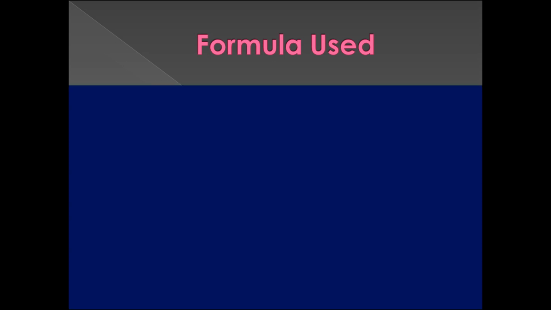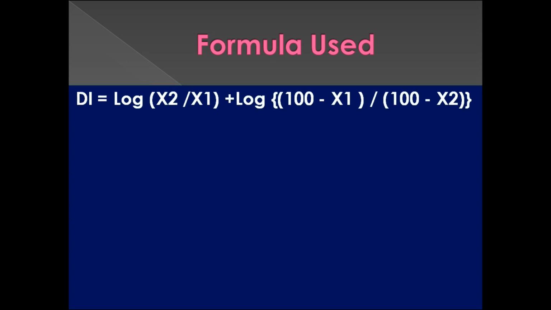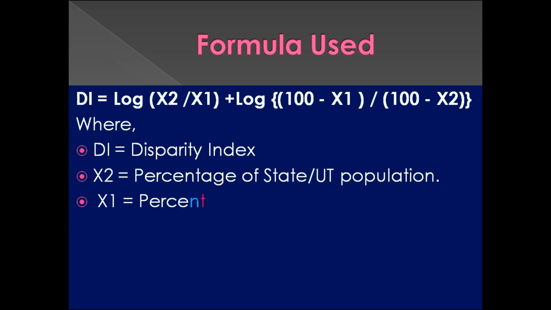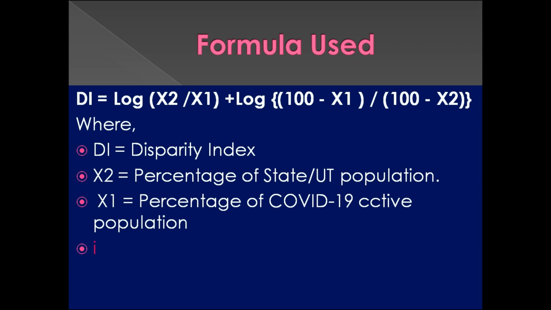Now just remember the formula used. Di is equal to log x2 divided by x1 plus log (100 minus x1) divided by (100 minus x2), where Di is the disparity index, x2 represents the state or union territory population, and x1 represents the COVID-19 active population. We must remember x2 is greater than or equal to x1.